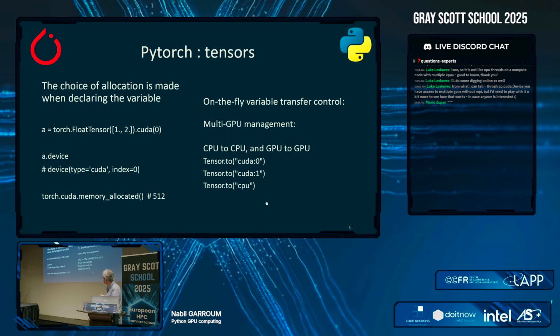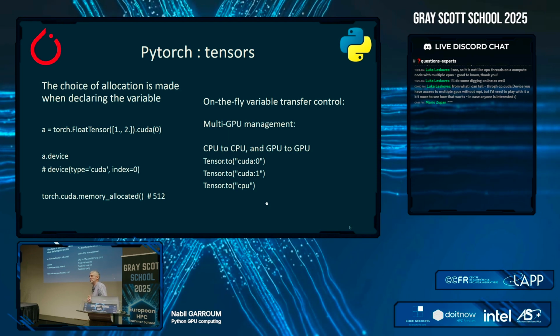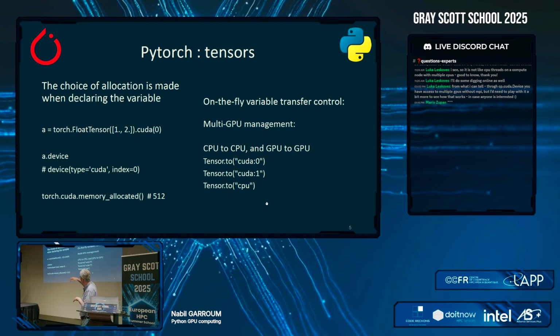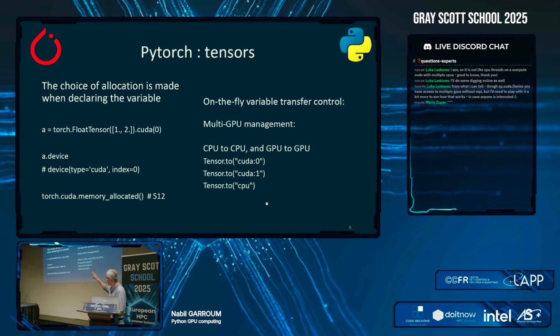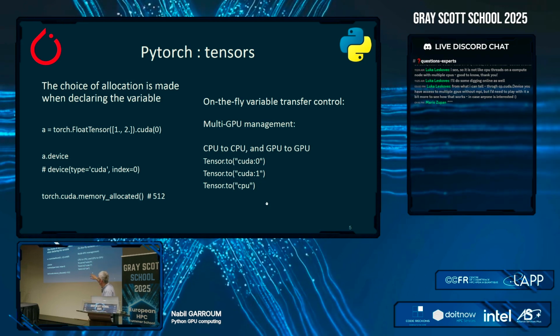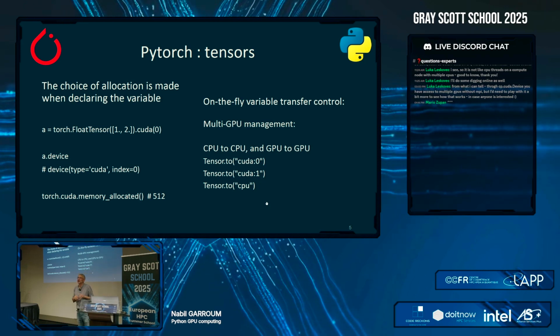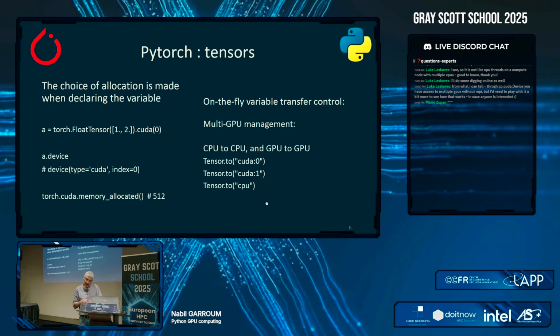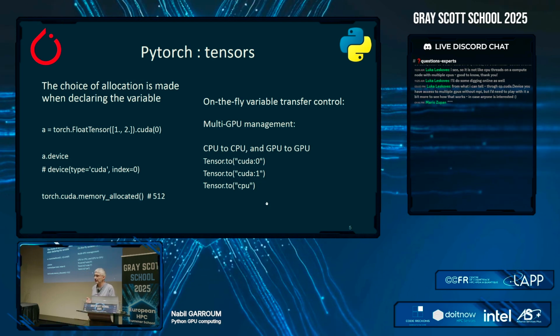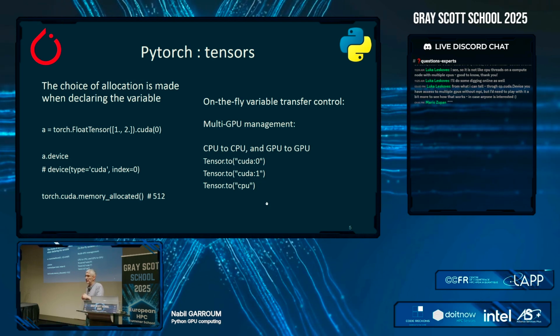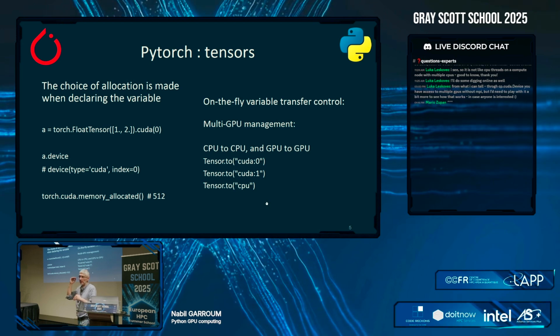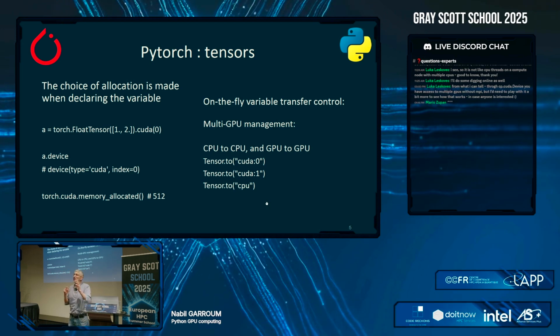The choice of allocation: you can do it at creation, or you can move it later. So you can create a tensor float directly on CUDA. CUDA 0 has a meaning, because PyTorch can handle many GPUs. When you list your GPUs, PyTorch will assign a number to them.